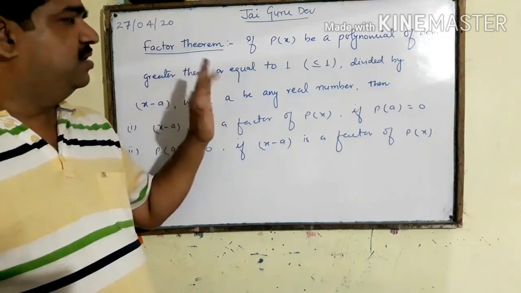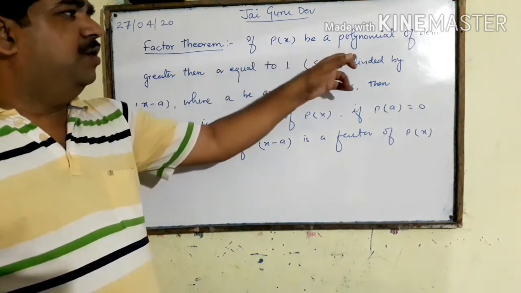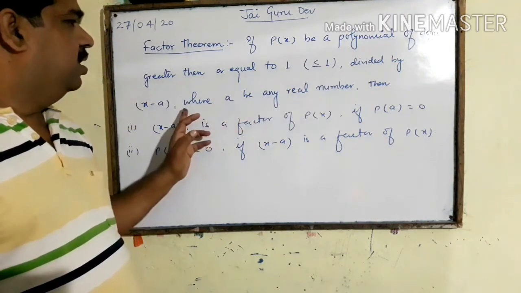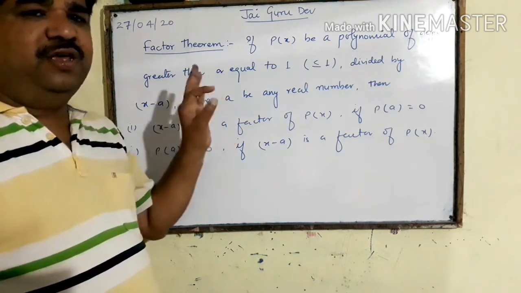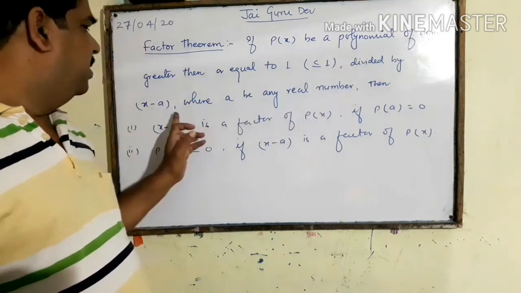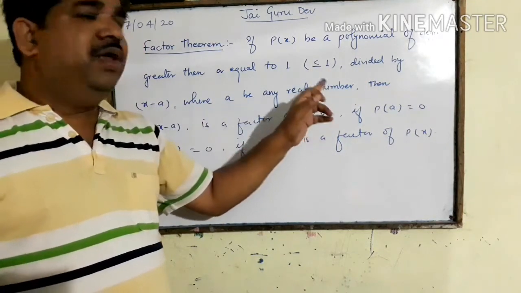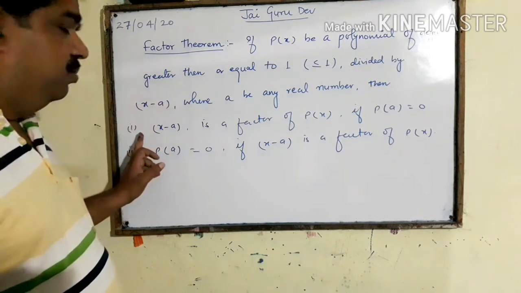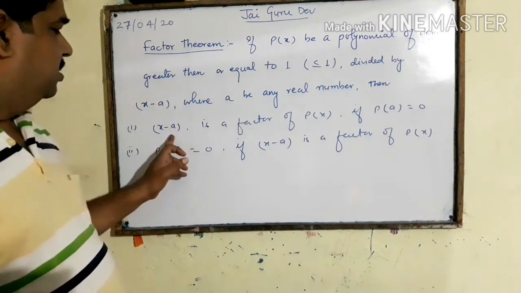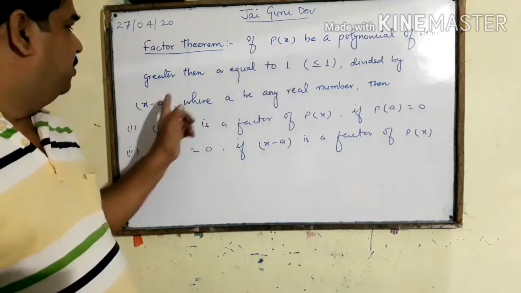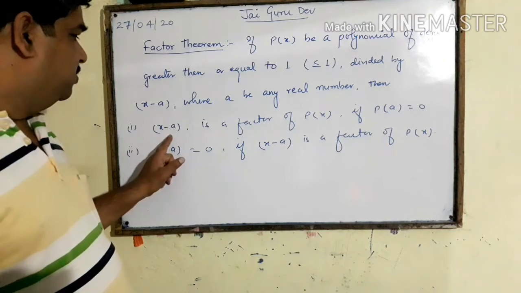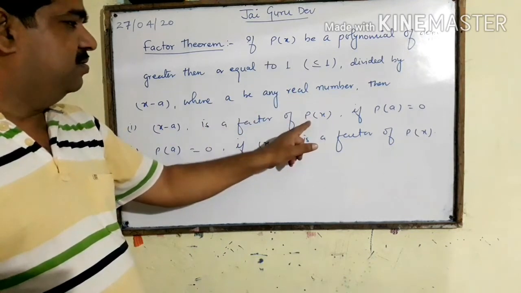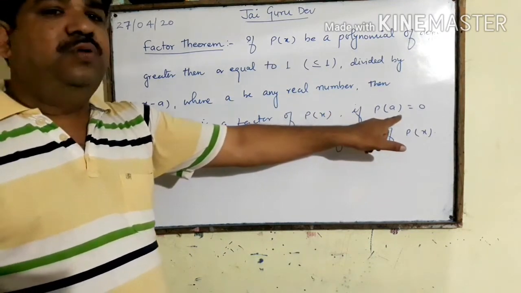This theorem is stated as: if p(x) is a polynomial of degree greater than or equal to 1, divided by x minus a, where a is any real number, then number 1: x minus a, the expression by which we divide the polynomial p(x), is a factor of the polynomial p(x) if p(a) equals 0.